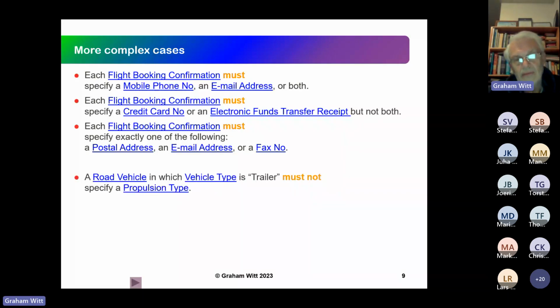And then, of course, we can have things that are mandatory depending on circumstances. So, of course, if we have a road vehicle and this road vehicle is a trailer, it won't have a propulsion type, whereas any other road vehicle will have a propulsion type. So this is, if you like, a conditional prohibition of an attribute.